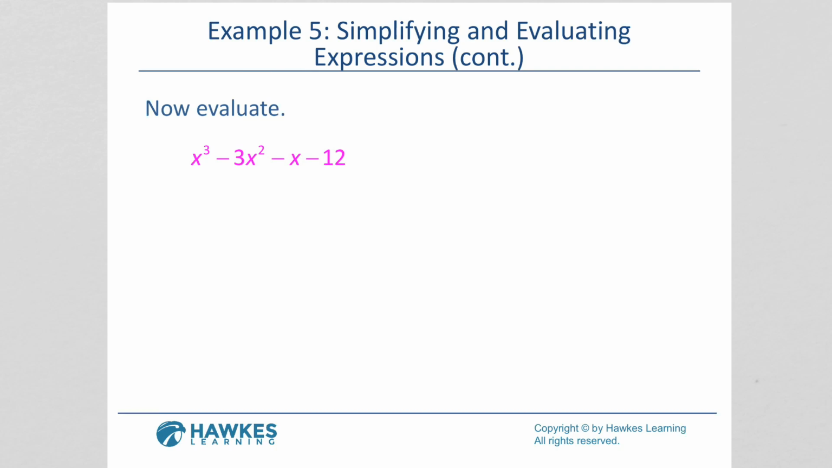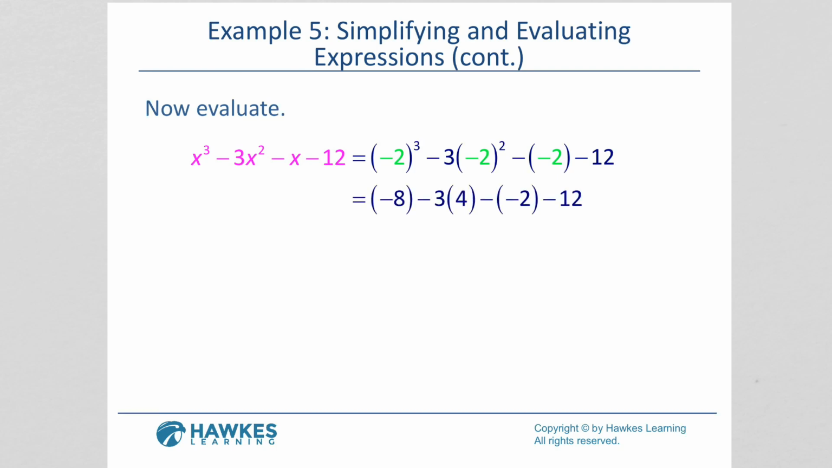Now we will evaluate x cubed minus 3x squared minus x minus 12 by plugging in -2. Notice we have the -2 in parentheses. So -2 to the third power minus 3 times -2 to the second power minus a -2 minus 12. -2 to the third power is -8 minus 3 times 4, which is -2 squared, minus a -2 minus 12, which gives us -8. -3 times 4 is -12. Subtracting a -2 is plus 2 minus 12, which gives us -30.